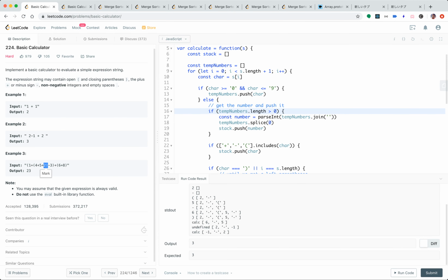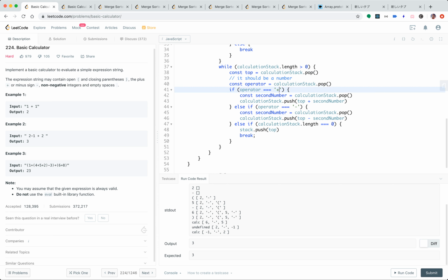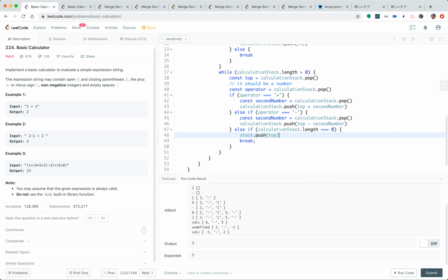So for this kind of thing, we push left parenthesis, 1, plus sign, and then left parenthesis, number, plus 2, and then when we meet the right parenthesis, we push this back to another stack and remove this one. So we calculate there. This calculation is very simple. We just check if it's plus, we plus, if minus, we minus, and when we're done, we get the result back to the original stack.